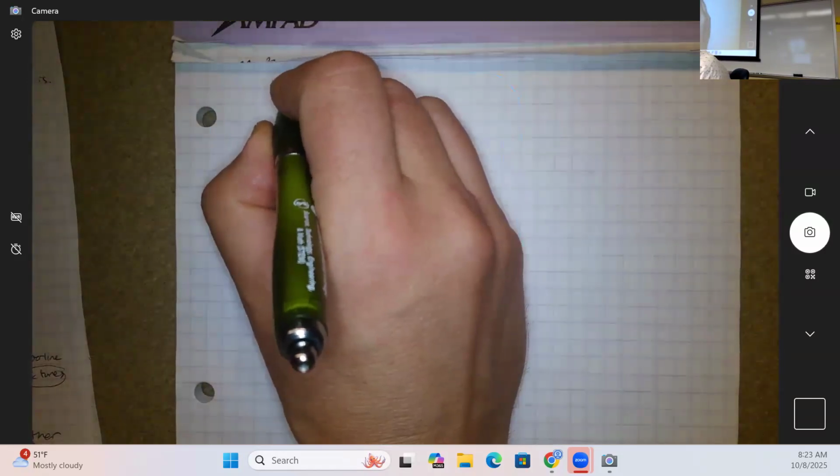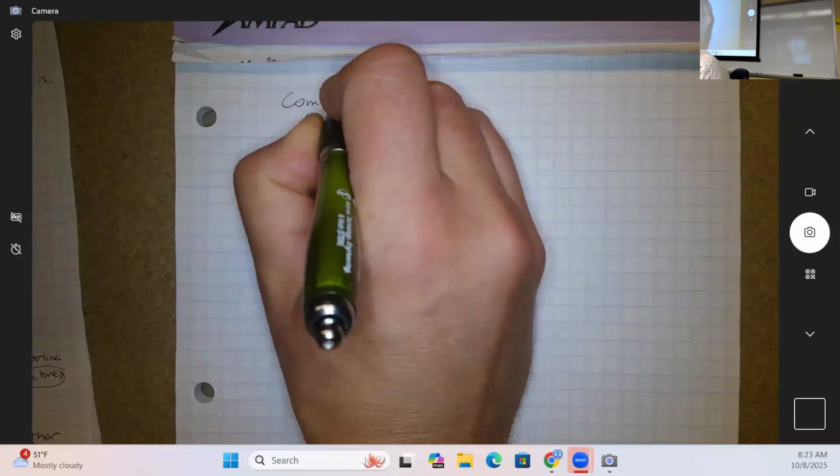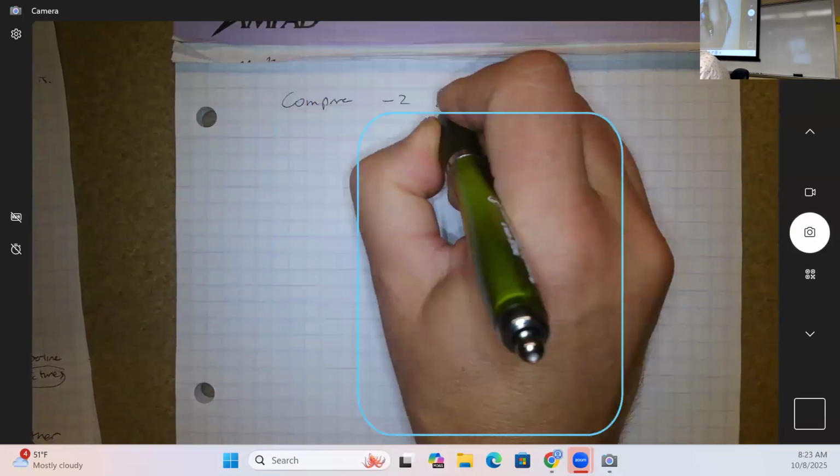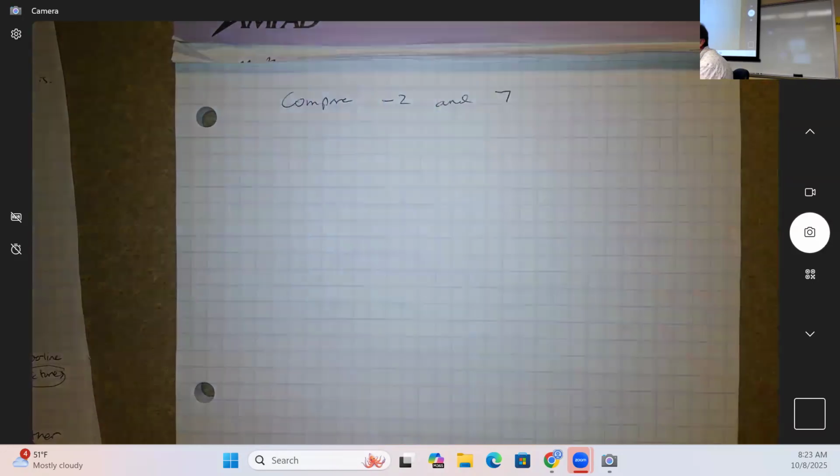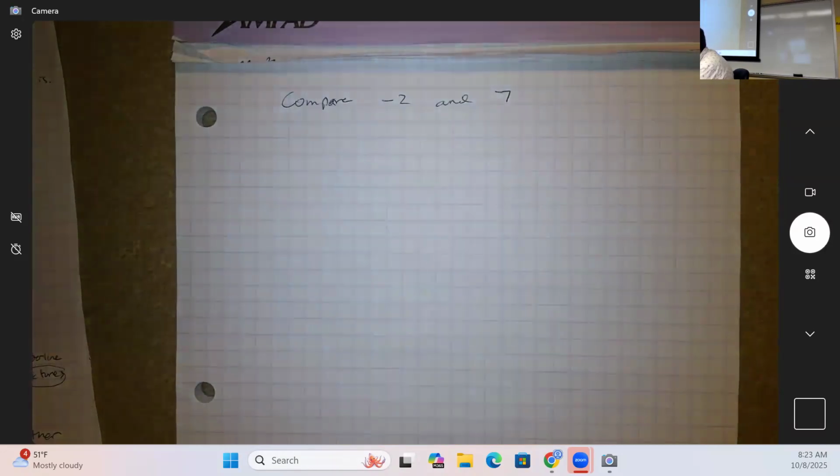I think we'll come back to the other types of inequalities later. So how would you write, let's see. Okay, let's compare -2 and 7. Which one of these numbers is greater? 7, and why is that? Because it's to the right.